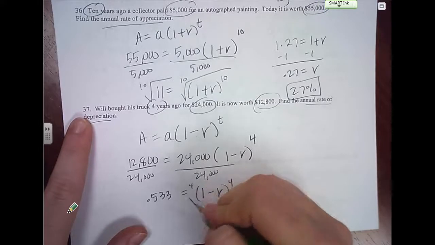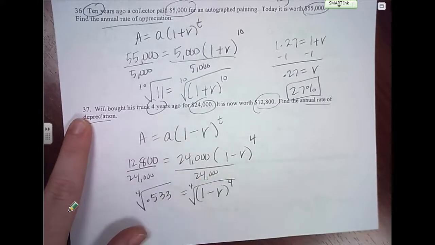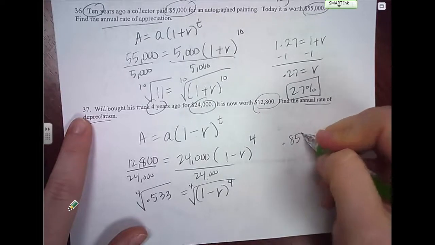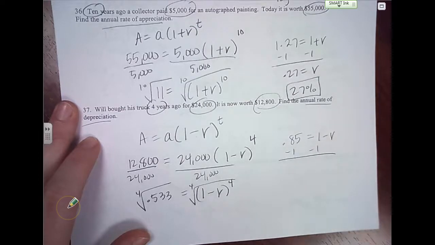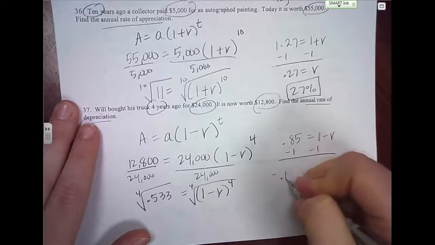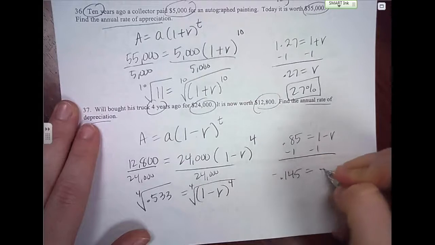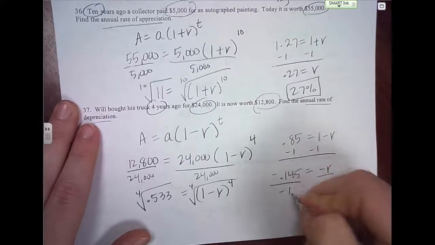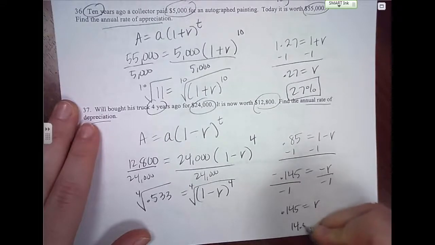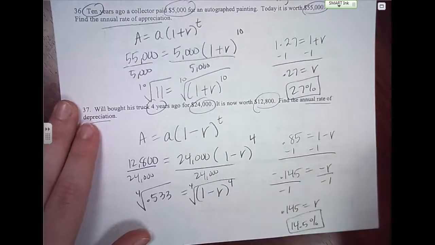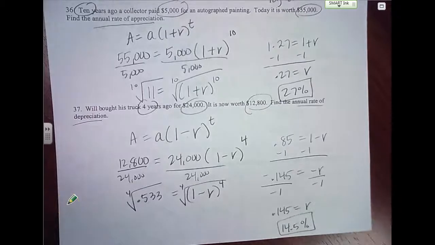I want to take the 4th root of all that. So let's see, 4th root of 0.533. So I got 0.85 equals 1 minus r. Subtract 1 is negative 0.145 equals negative r, and divide by negative 1. So 0.145 equals r, or 14.5%. That's it, your last regular test review.